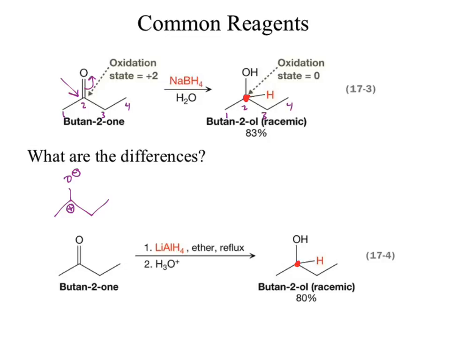If it is partially positive, what charge does the hydrogen need to come in as? A negative, it's a hydride. No longer hydrogen, we need to refer to it as hydride. So they are both adding hydride. So that's how they're similar. What else could we say about them being similar?